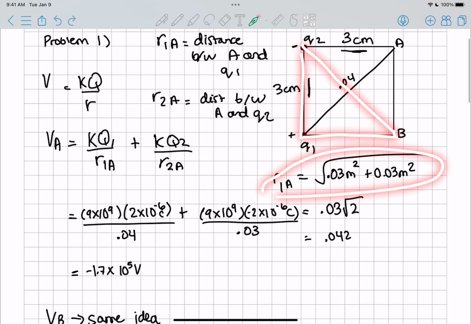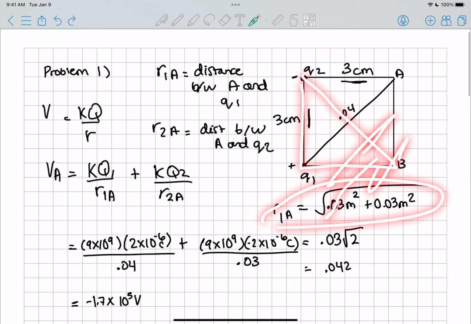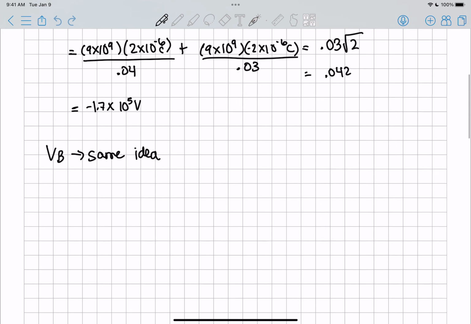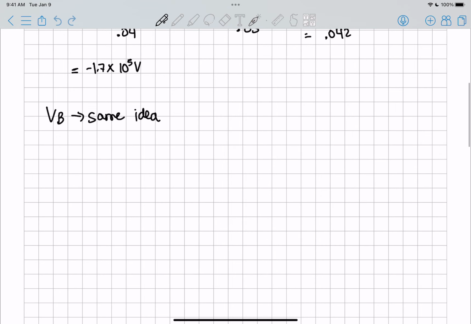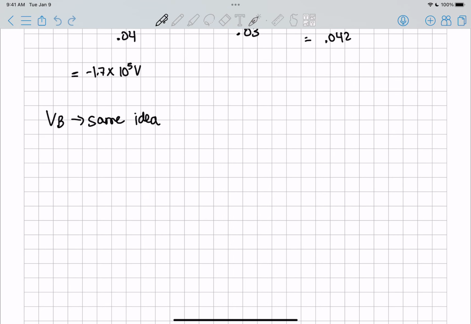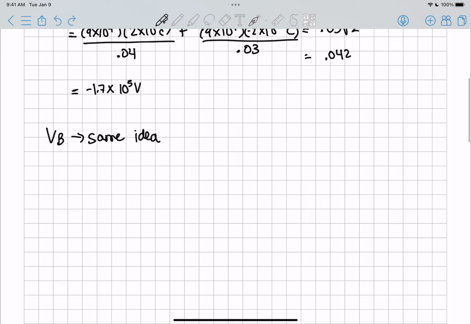And so, I don't know why this is sticking around. This is an error. There we go. That's a bug. Or not. I don't know what's going on here. There we go. So, once again, VB, do the same thing. What else did I want to say for this?